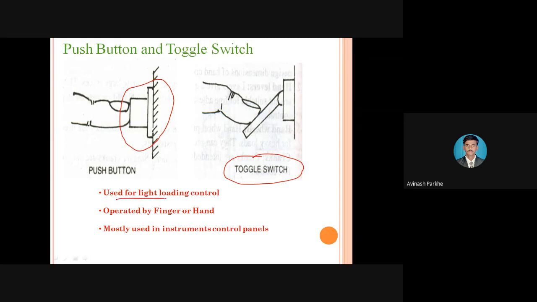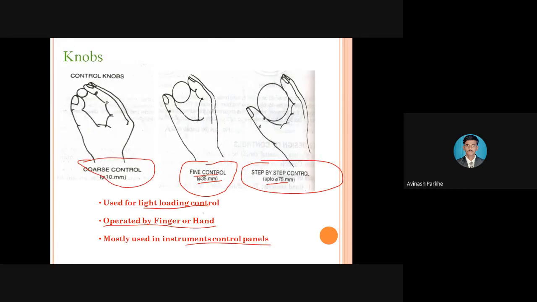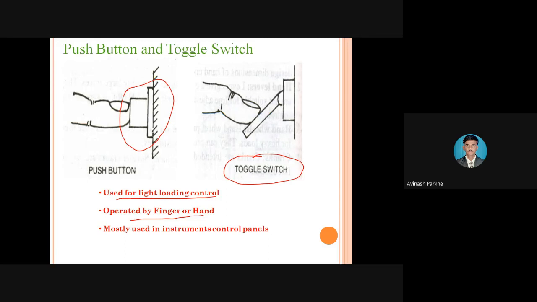The first one is that it is used for light load control. Similar to the knob, with push buttons the application is simple: either we have to start the machine or stop the machine, or start one application or stop that application. That means the application is very simple. So it is used for light load controlling. It is operated by the finger, once again the same. Whatever knobs are there, these knobs are also handled using the finger. Similarly, push buttons are operated using a single finger only. Sometimes two fingers are used, but most of the time a single finger is enough to operate the push button or the toggle switches.